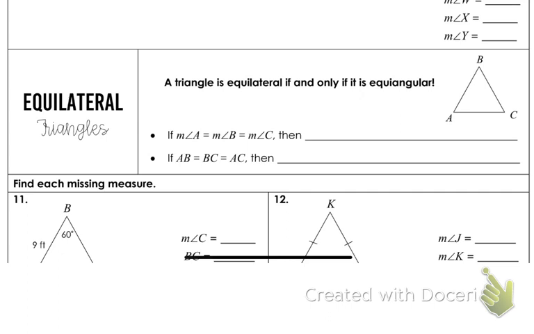Now, when I brought up equilateral, I said all equilateral triangles are also equiangular. So when you think equal sides, you should also think equal angles. So that's what this says: a triangle is equilateral if and only if it is equiangular. As soon as I tell you it's equilateral, you should put tick marks on it, but you should also realize that all the angles are in fact congruent.